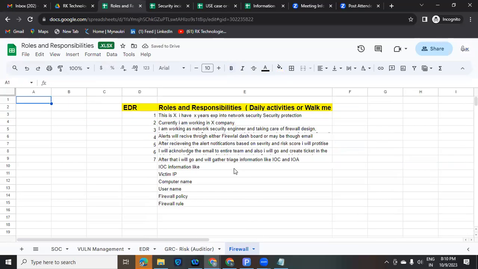So next one is firewall roles and responsibilities. Firewall roles and responsibilities is not completed yet, so I'm going to complete it within 1 or 2 days. So that is about roles and responsibilities.